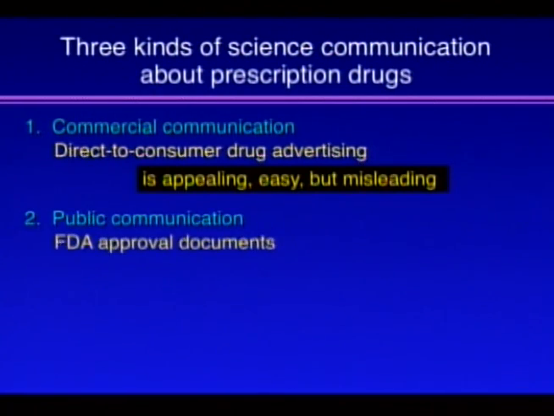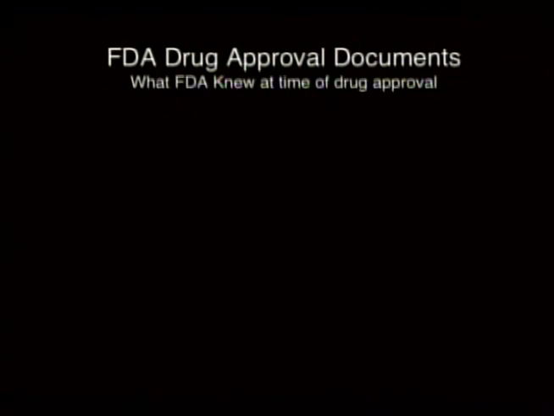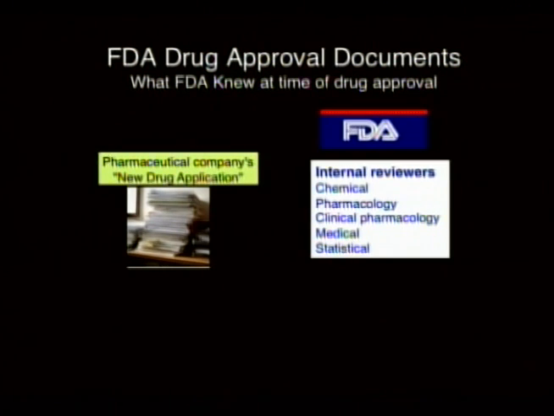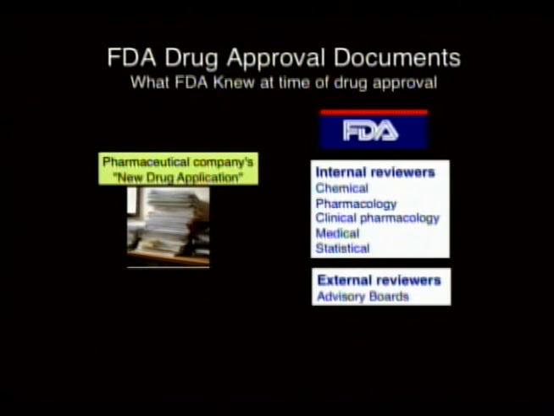Now let's look at public communication, FDA approval documents. FDA approval documents tell you what FDA knew at the time of drug approval. They're the best record of what they knew. When you have a new drug and you want it on the market, you send in a new drug application. And then FDA staffers spend a lot of time in different disciplines reviewing the evidence and writing reports called reviews, giving their take on how well the drug works. Sometimes they'll convene external reviewers as well, advisory boards under certain circumstances.